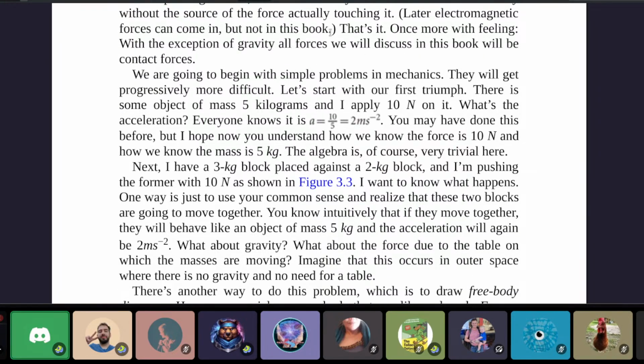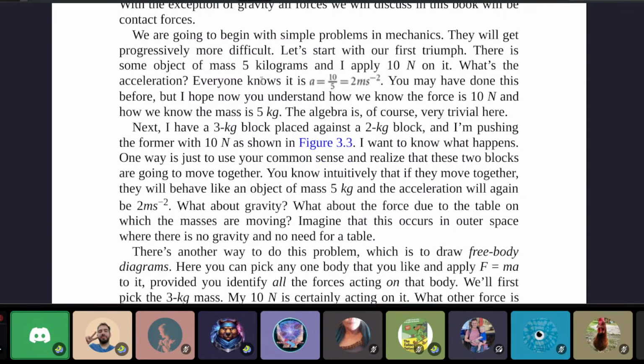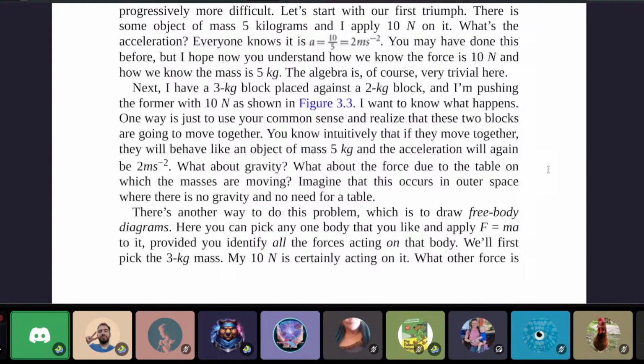We're going to begin with simple problems in mechanics. They will get progressively more difficult. Let's start with our first triumph. There's some object of mass 5 kilograms, and I apply 10 newtons on it. What's the acceleration? Everyone knows it is a equals 10 over 5 equals 2 meters per second squared. We have done this before, but I hope you understand how we know the force is 10 newtons and how we know the mass is 5 kilograms. The algebra is, of course, very trivial here.